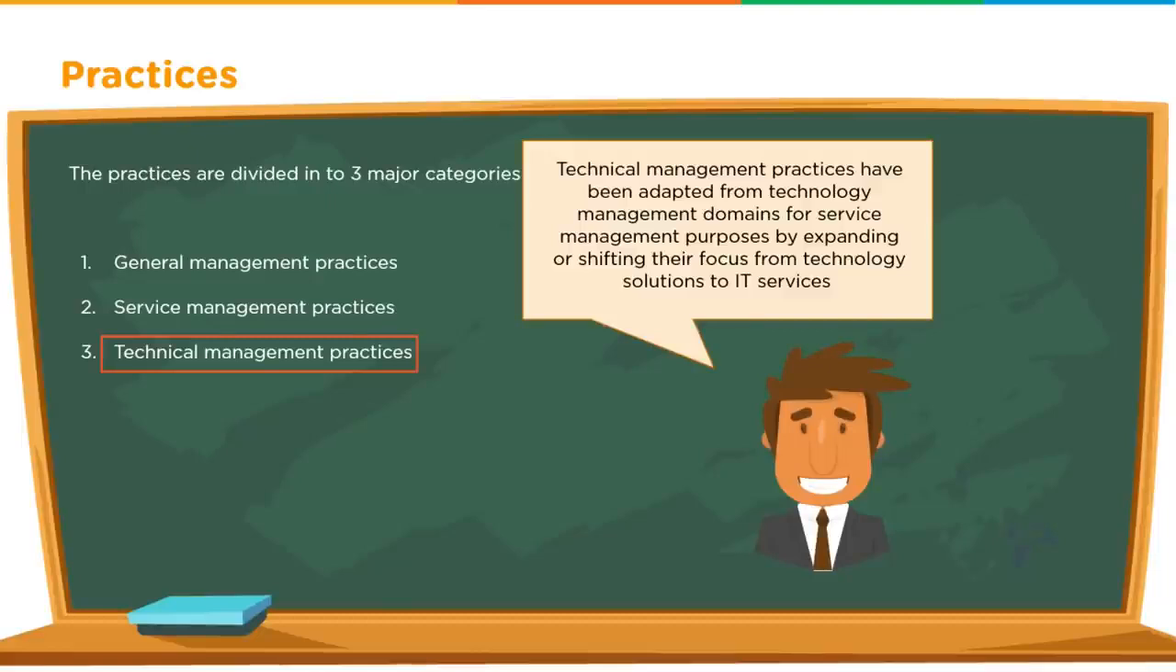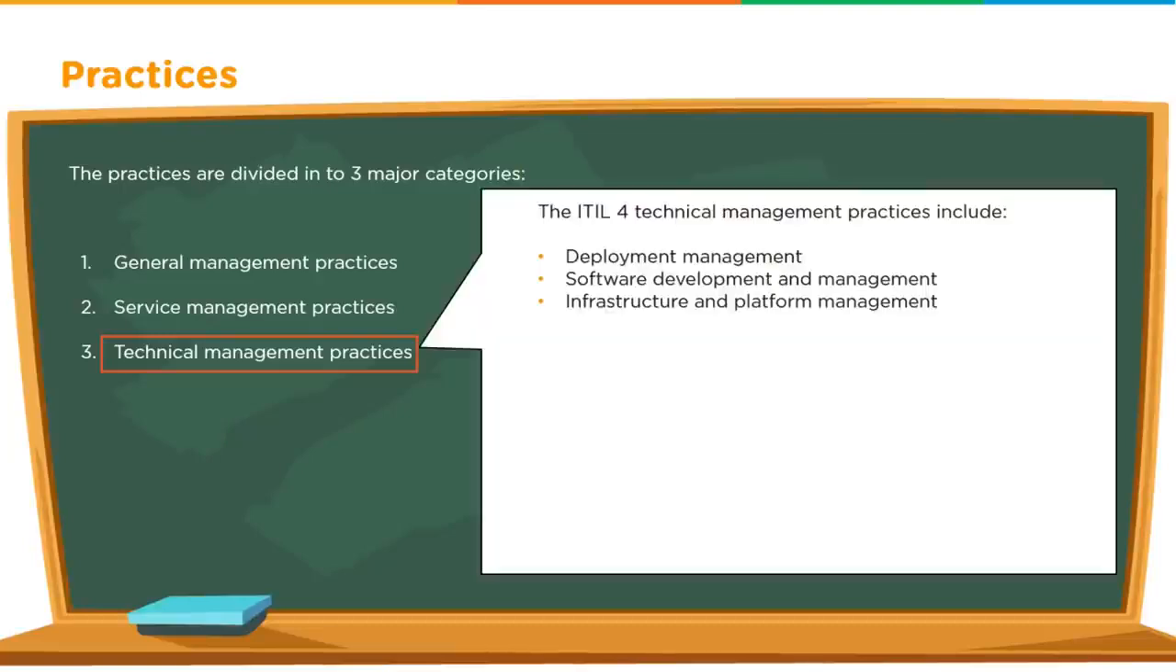So the technical management practices are of three types, which include deployment management, software development and management, and infrastructure and platform management. So overall, general management practices 14, service management practices 17, and technical management practices 3. So totally 34 management practices are defined in ITIL 4.